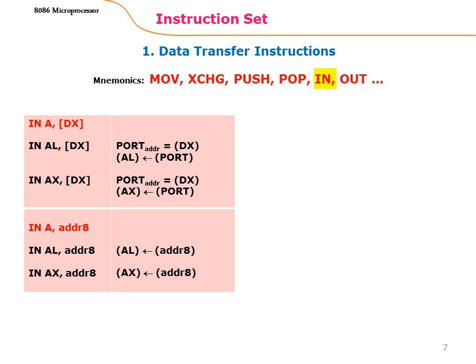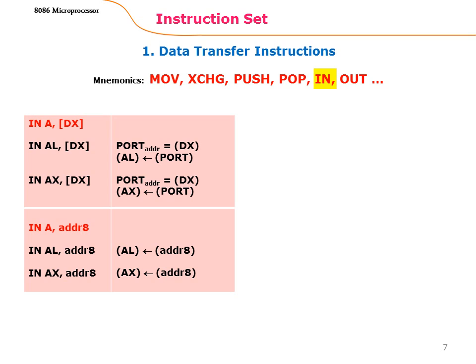In and out instruction. IN AL, DX is I/O indirect addressing, in which the content of the DX register is used as the port address. In AL, address 8: the 8-bit address is called the port address. The content of that port address is moved into the AL register.